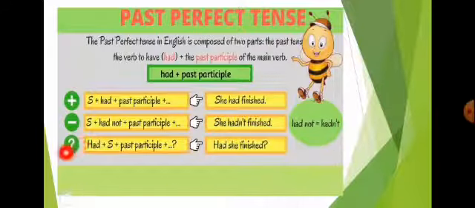For making interrogative sentence, first we will write had, that is the helping verb of past perfect tense. Then subject, then past participle, then object, and in the end we have to put question mark. Had she finished? Had is the helping verb of past perfect tense. She is subject. Finished is past participle.